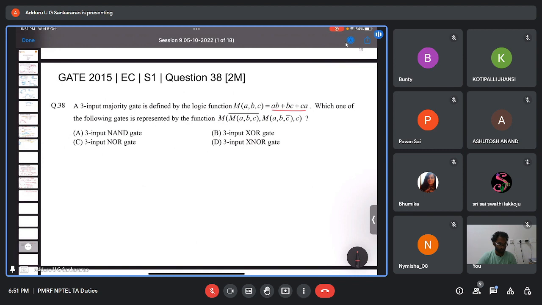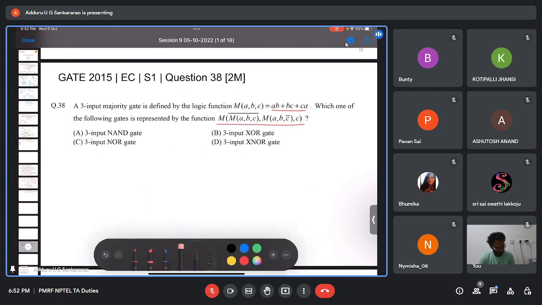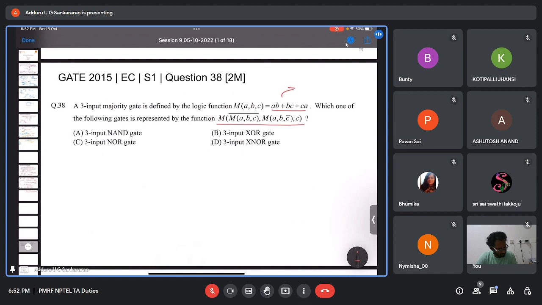Okay, so M of something is given, this one. Actually, this we can solve in SOP form, since the sum of products form is given. But it is somewhat difficult, and it will be lengthy to solve. So instead of that, we will convert into sum of minterms form. Then we will solve it. That will be easier to solve.